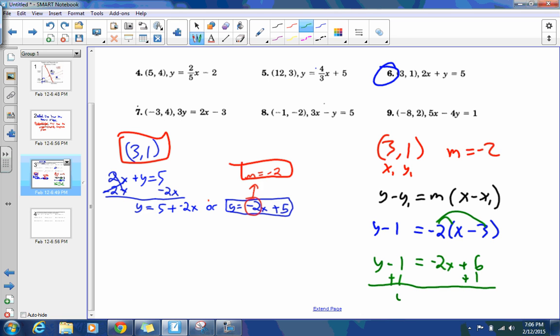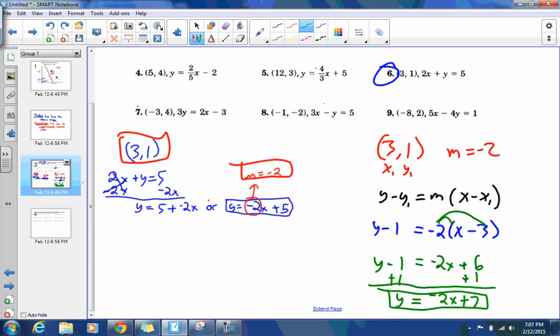You're ending up with y equals -2x plus 7. And then it is in slope-intercept form.